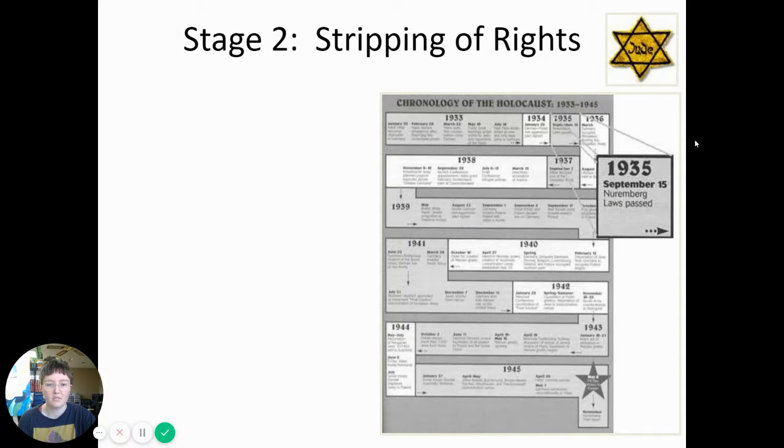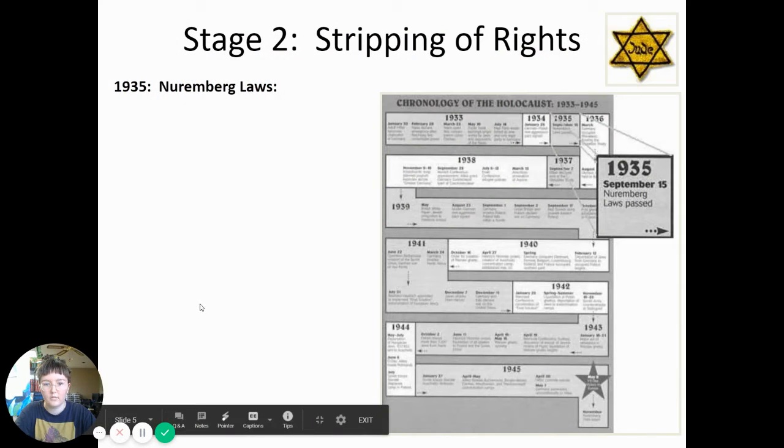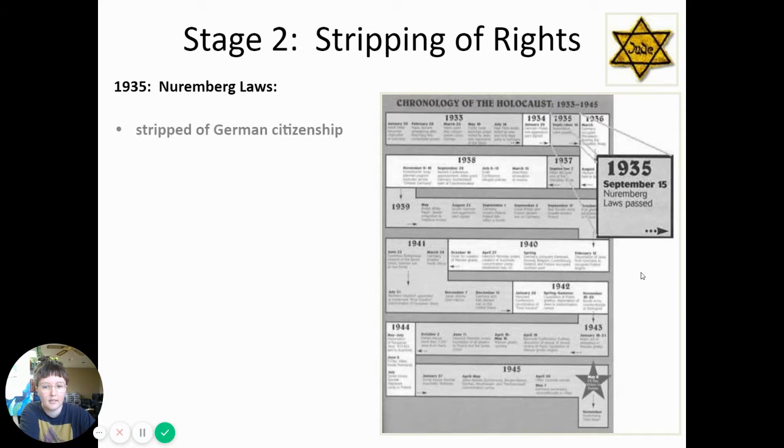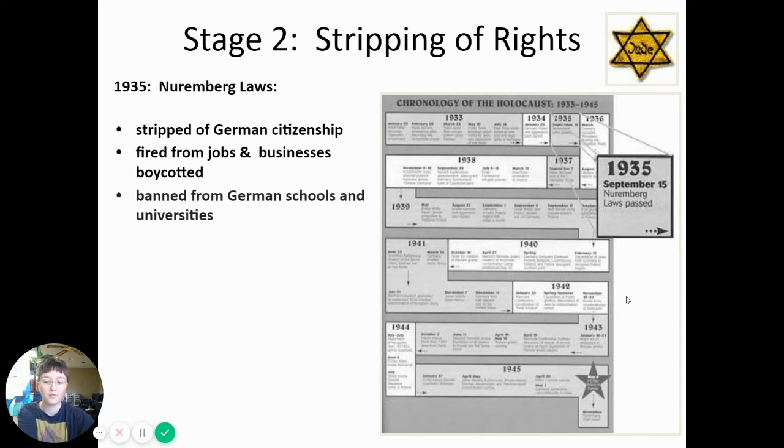So next stage is the stripping of rights. So in 1935, so this is before World War II by about 4 years, these were laws in Germany that stripped Jewish people of German citizenship, so they couldn't be citizens anymore. They got fired from jobs, and businesses that they owned were boycotted. They were banned from German schools and universities.